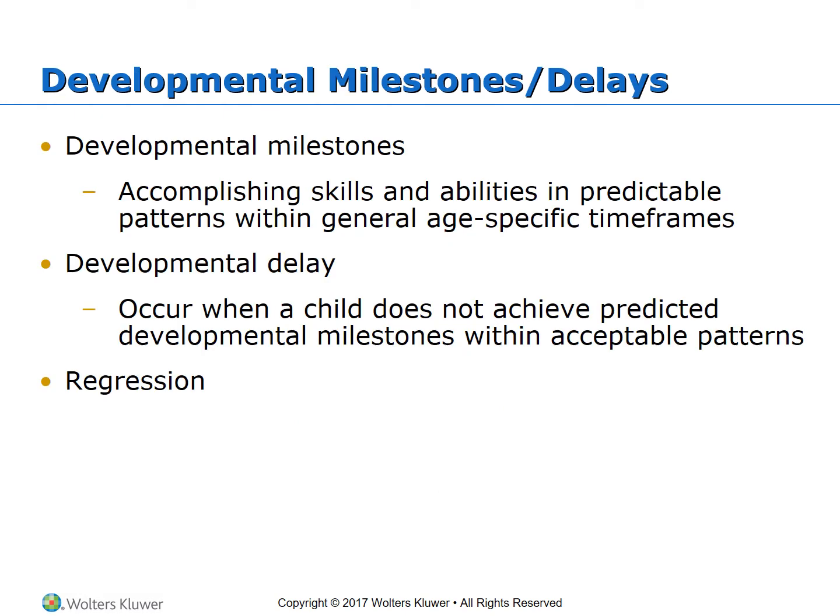So developmental milestones and delays. Developmental milestones is accomplishing skills and abilities in predictable patterns within general age-specific timeframes. For their first smile, their first step, their first word. Developmental delay occurs when a child does not achieve predicted developmental milestones within acceptable patterns.